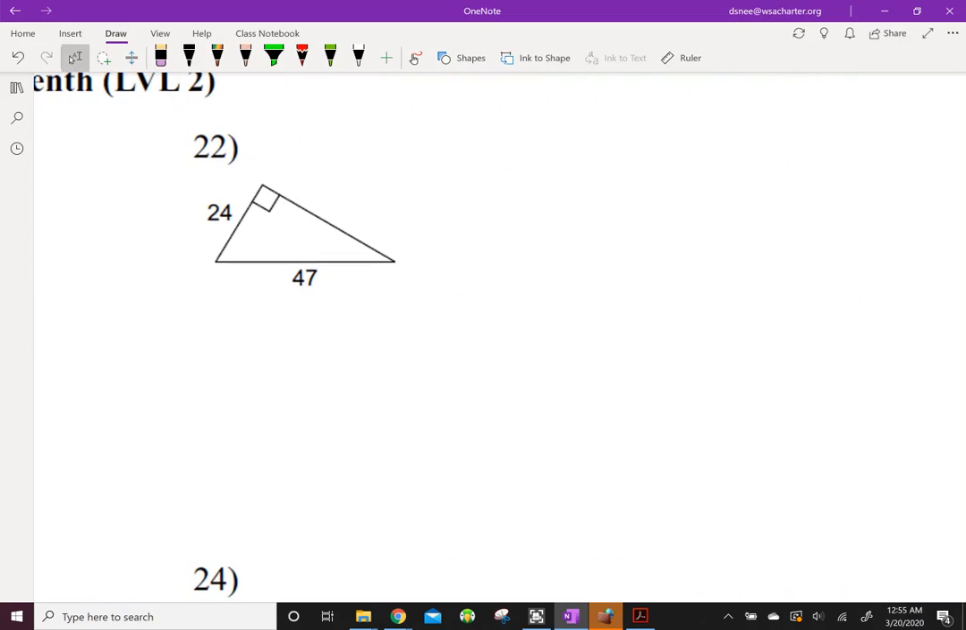Iron out the kinks here. All right, again, we have the hypotenuse. We have the long side already given. We'll call this A and we'll call this B. So 24 squared plus b squared equals 47 squared. These are some big numbers.